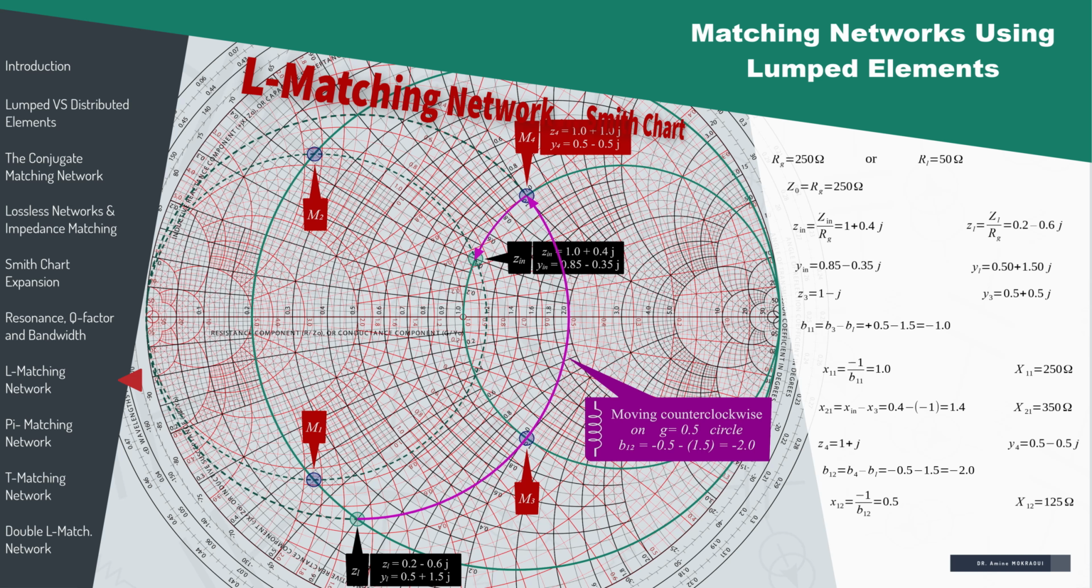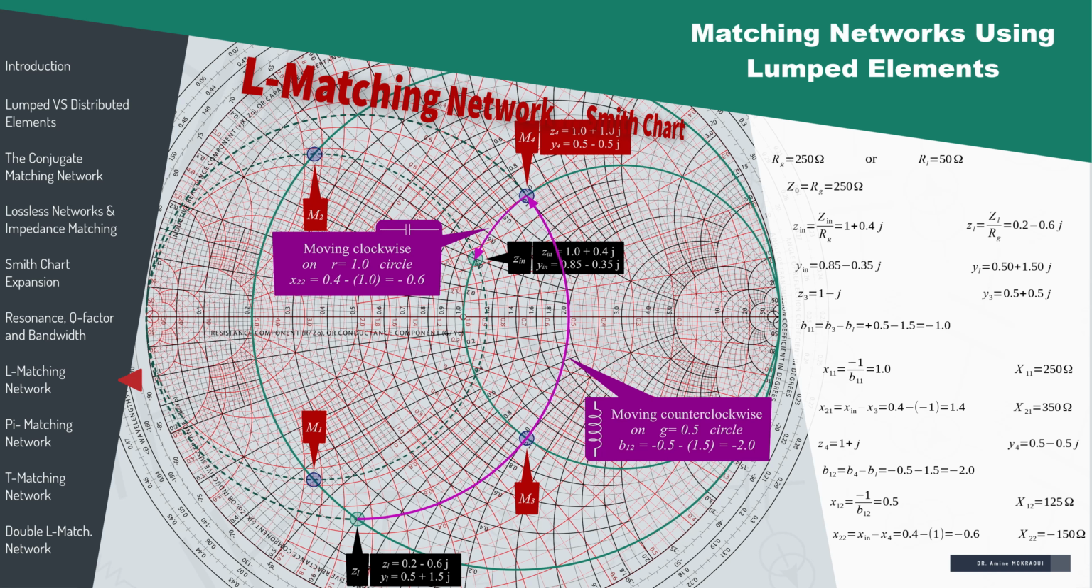From Z4, we move towards Zin on the R equals 1 circle in the counterclockwise direction. Thus, we are adding a capacitor whose reactance is X22 equals Xin minus X4, which is equal to minus 0.6. The corresponding uppercase reactance is X22 equals minus 150 ohm.